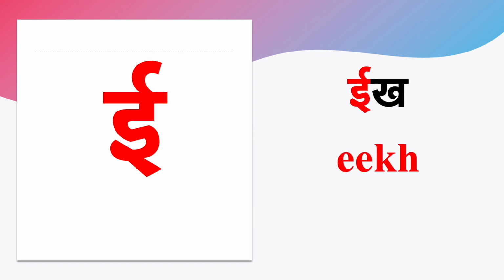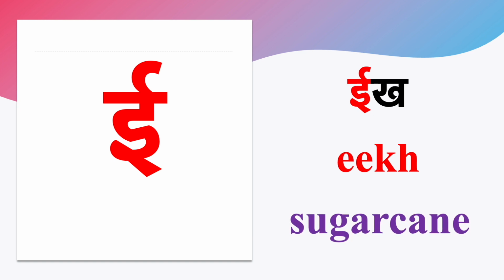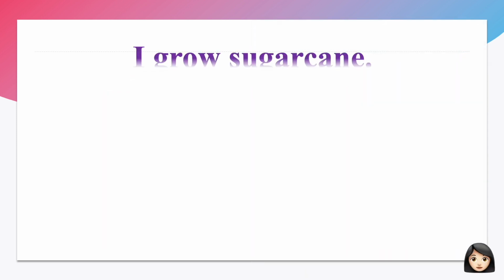Next is E. The first word is eekh, which in English means sugarcane. I grow sugarcane.